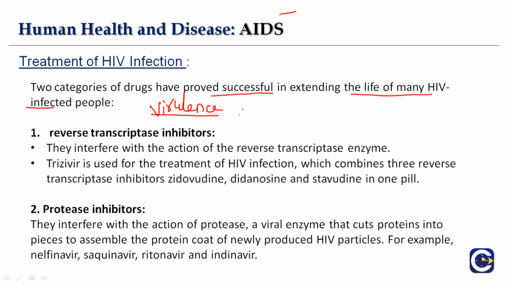Now imagine if it is a simple needle prick, an infected needle prick, the virulence will be less. So depending on the stage of the person, the treatments are carried out to prolong the life of the people affected with HIV. So here you have reverse transcriptase inhibitors. What do they do? They interfere with the action of the reverse transcriptase enzyme.